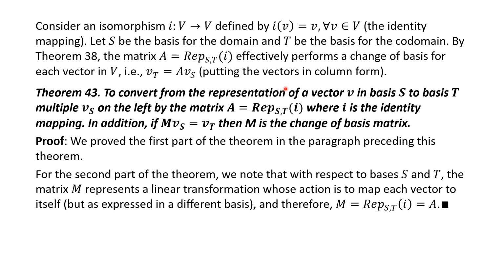The first part of the theorem we proved above. For the second part, we know that with respect to bases S and T, the matrix M represents a linear transformation whose action is to map each vector to itself, but as expressed in a different basis, and therefore M equals the representation S comma T of I, and that equals A. So we have uniqueness.